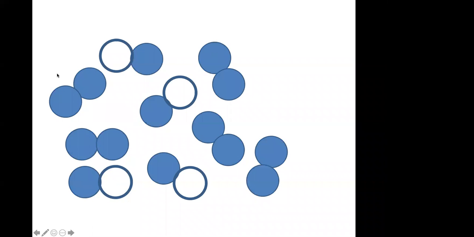Now, in this example right here, take a second. How would I classify this? Well, I see molecules of one type. I see molecules of another type that happen to be a compound. And I see an assortment of those. I would be calling that a mixture.